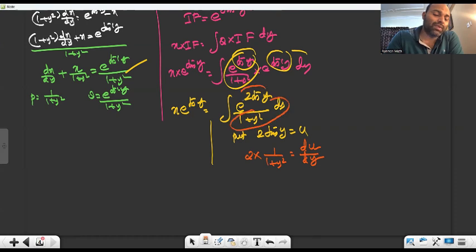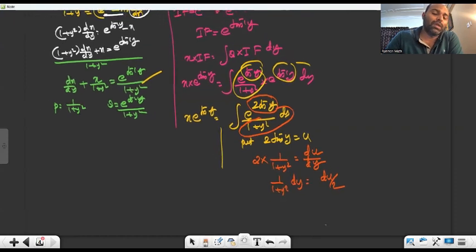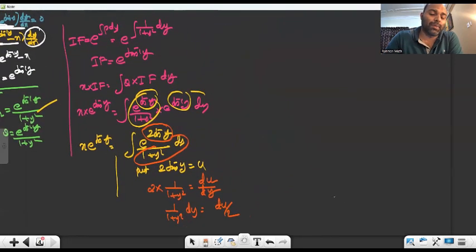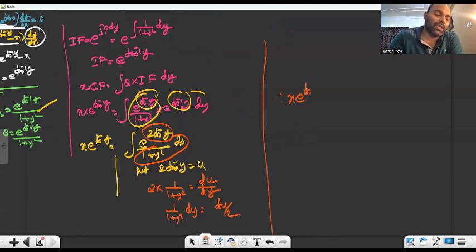So this we replaced by u. Therefore, 1 by 1 plus y square dy can be replaced by du by 2. Just check every step. Anybody have problem, let me know. Therefore, x e raised to tan inverse y, e raised to u du by 2.